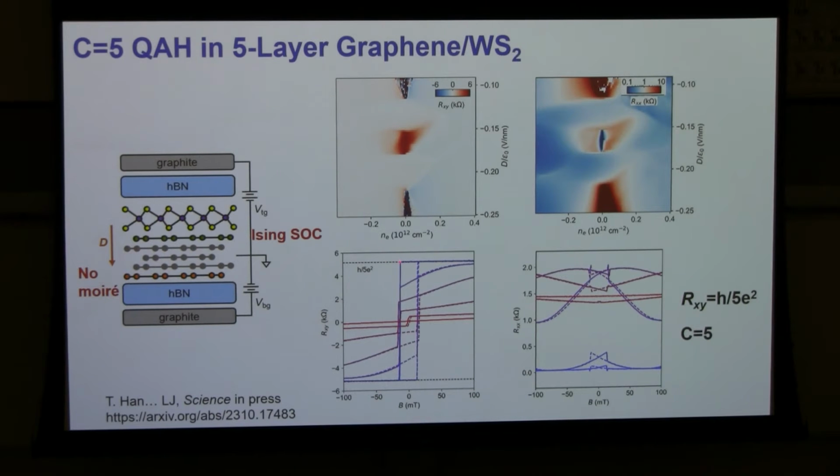Okay, if you look at this hysteresis, the Rxy is quantized as h over 5e squared, which means there are 5 channels winding around the edge. And the 5 simply comes from the fact that I have 5 layers, and the pseudo-spin winding number is 5 times faster than in monolayer graphene: 5 pi per valley per spin. Okay? So this happens at charge neutrality.